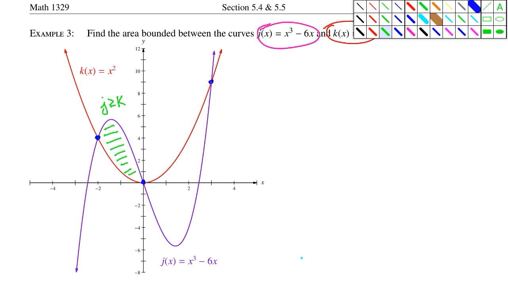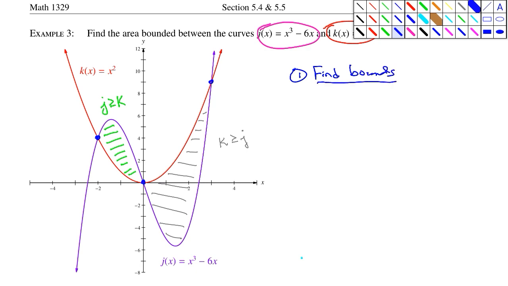But between 0 and 3, the k function is on top of the j function. So that means we can't just set it up as one integral from -2 to 3. We have to do two separate integrals, compute their area, and then add those two areas together. So our first step is to find the bounds. I've told you what they were, but let me show you how to find them algebraically, just for reference. So you set j of x equal to k of x. So that's x cubed minus 6x is equal to x squared.